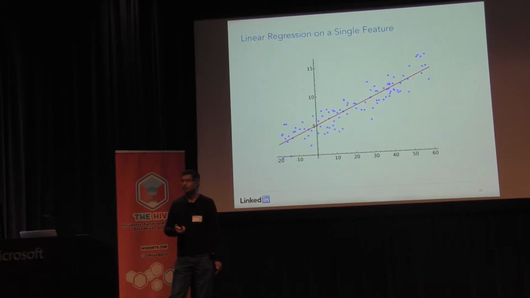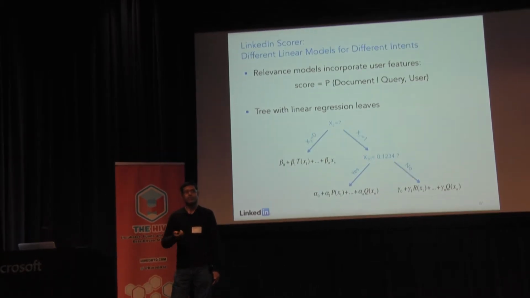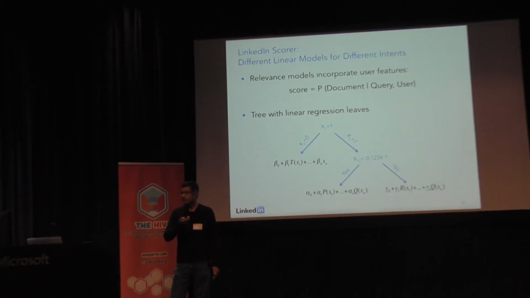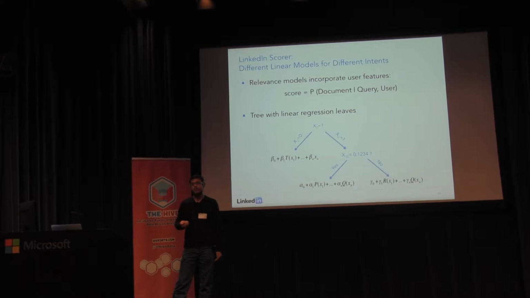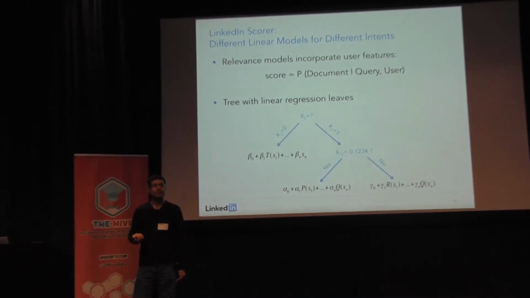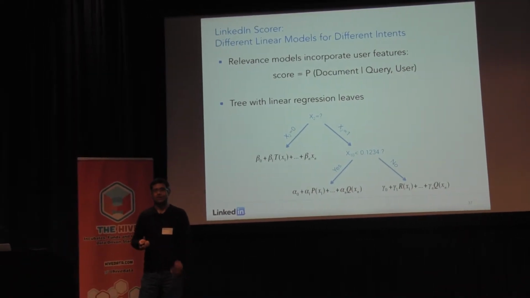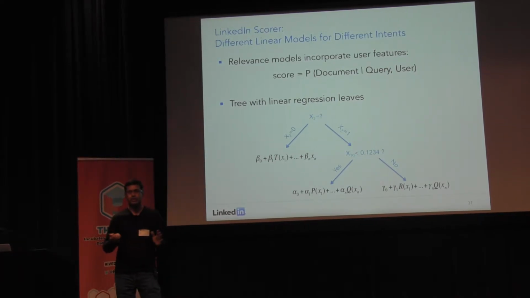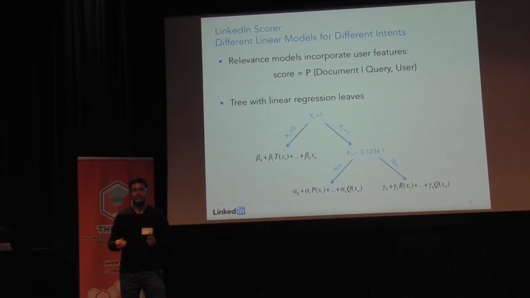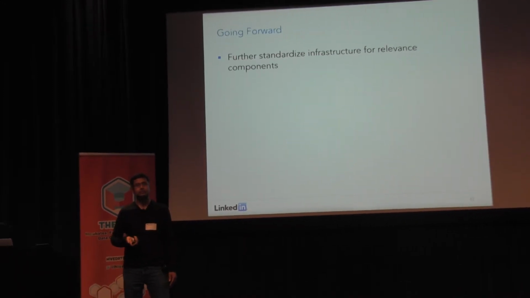It's just a quick primer on machine learning, and it's a quick slide on how we do machine learning at LinkedIn. We have linear models. We have a tree based on query intent, and different query intents have different models. And given the shortage of time, I'm going to not talk too much about it. If you have questions later, we can deal with it then.